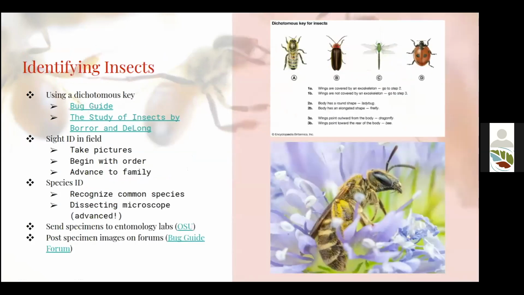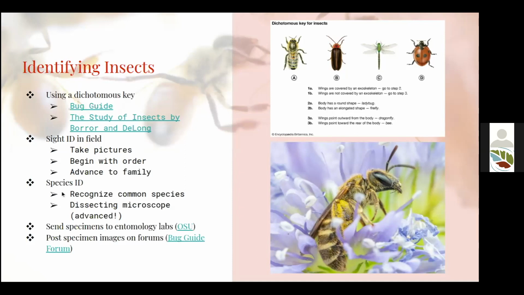Okay, so as far as identifying insects, there are some steps that you can take to narrow it down. Using a dichotomous key is really the only way to separate individuals out. So it might be, oh, wings are covered by an exoskeleton, so I'm looking at beetles. This beetle has long antennae, so I'm going to move down toward the group of beetles that have long antennae, and you just get more and more specific from there.